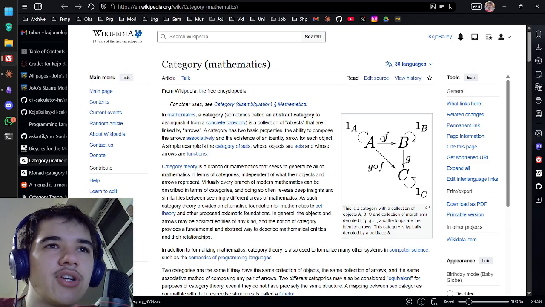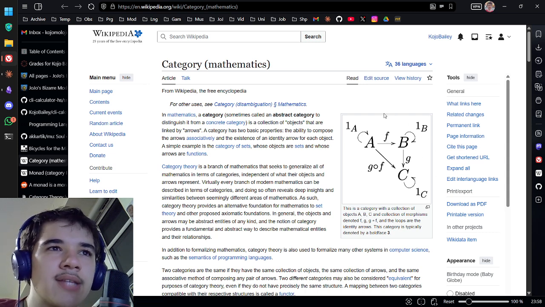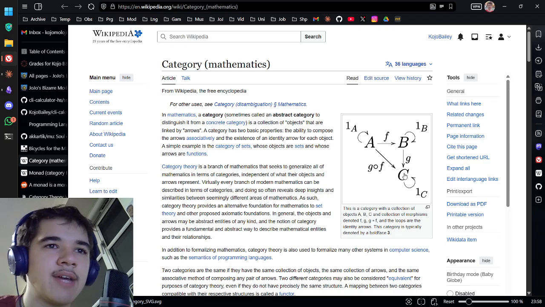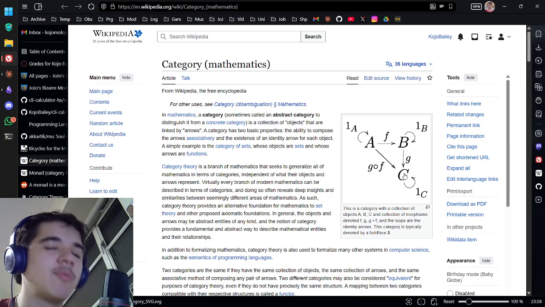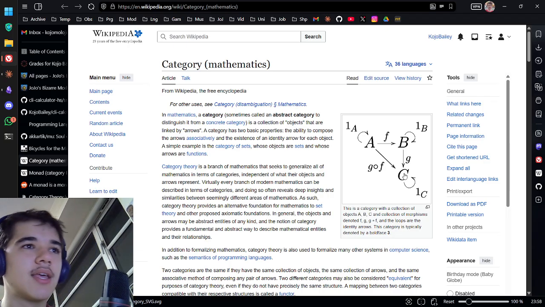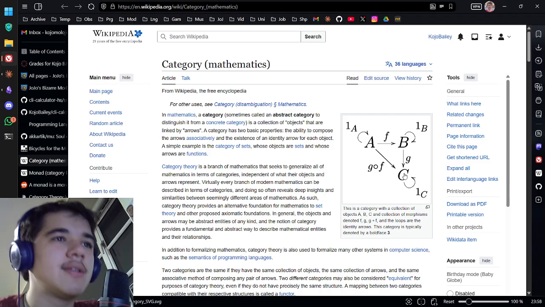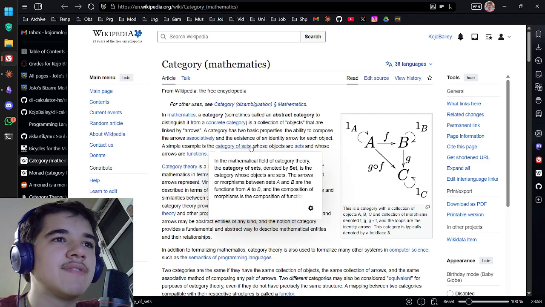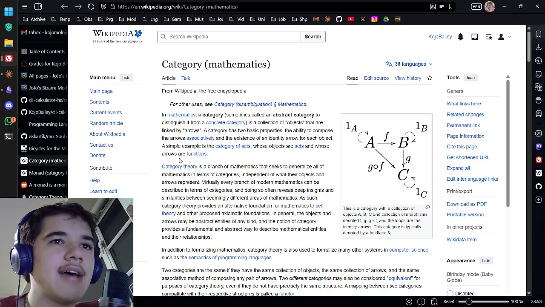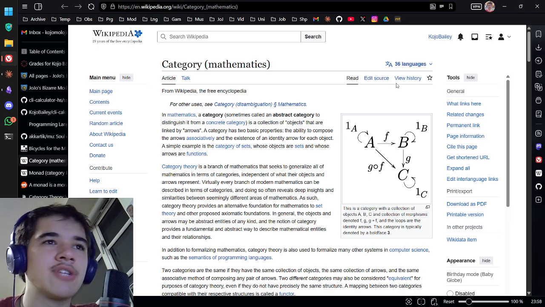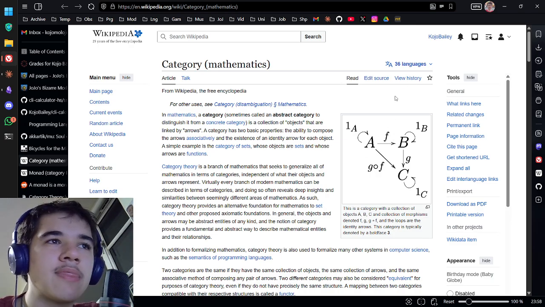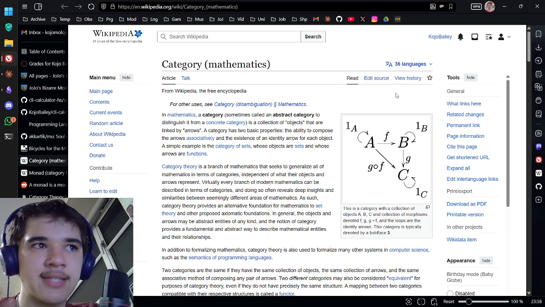We can see that we have functions that map from A to B, B to C, and the whole thing is a category. Which makes you question then: A, B, and C are objects, right? So in this case A, B, and C are probably sets, or at least sets fall into it. Yeah, it says here: a simple example is a category of sets whose objects are sets and whose arrows are functions. But that's an example, so it doesn't have to be sets.